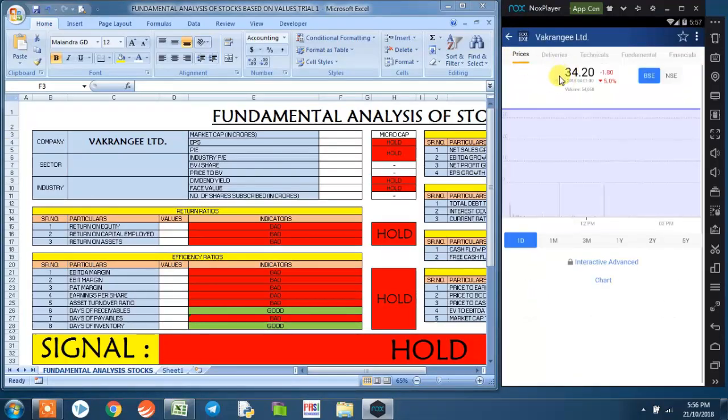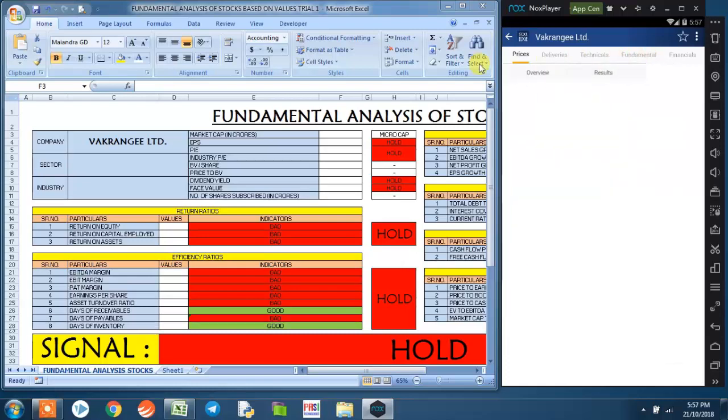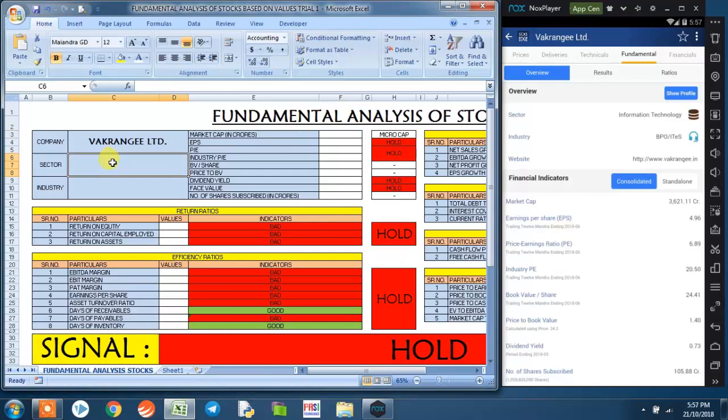Here we could see that VAKRANGEE Limited last traded price was 34.2 on 19th of October 2018. Now let's understand about the company, the sector and the industry. The sector for VAKRANGEE Limited is information technology. Industry is BPO or ITES.